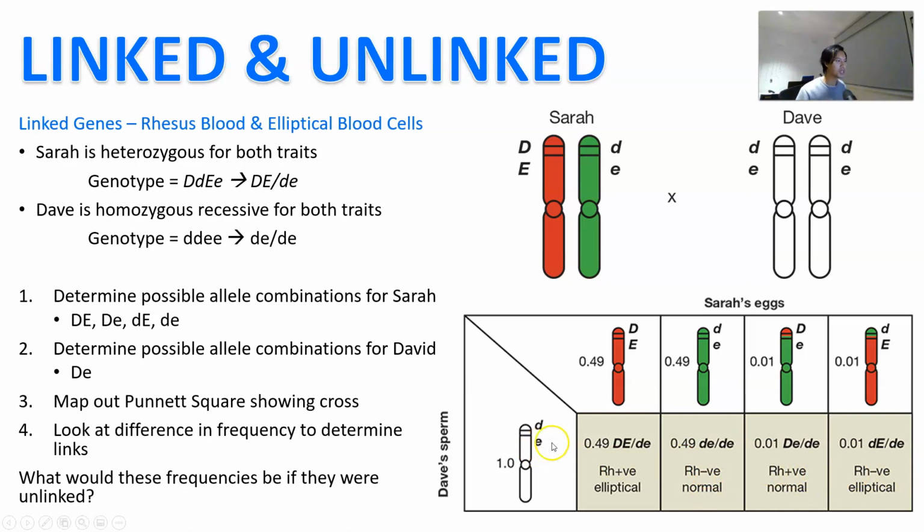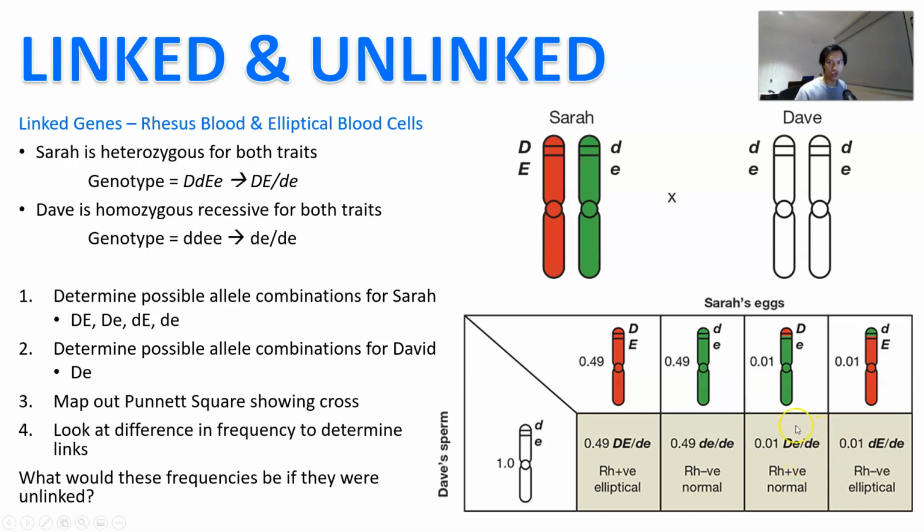Okay? So that tells you that these genes are linked because their offspring ratios are different. If it was independent, it should be 25, 25, 25, 25, right? But it's not. It's 49, 49 to 1 to 1, right? So that's why it tells you that it is linked genes, okay?